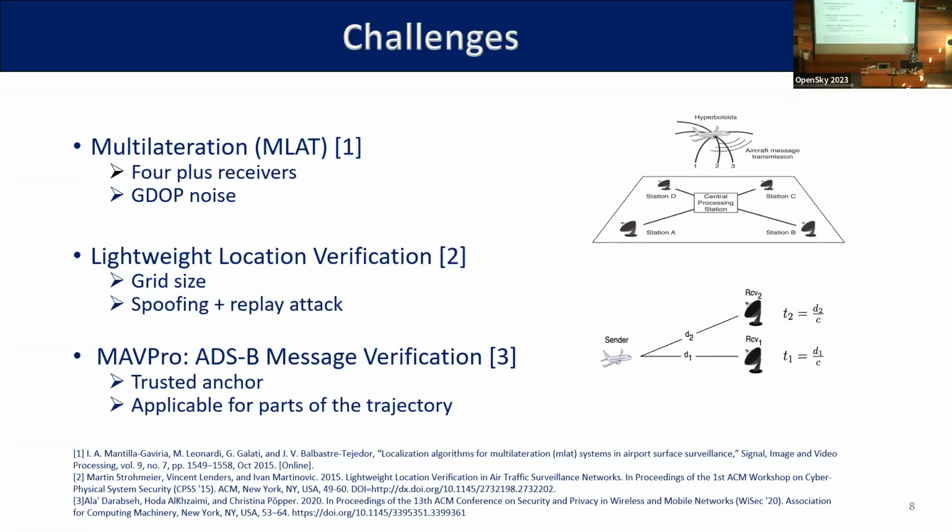But the point is, multilateration requires 4 receivers to receive the message, which is not applicable for all the messages broadcast from the aircraft. Based on our knowledge, only 30% of the packets are received by 4 sensors. Lightweight location verification comes to handle this issue and verify messages received by 2 sensors and so on. But the problem is the grid size. MapPro verifies the trustworthiness of messages received by 1 sensor, but as I said, we cannot use it for the whole trajectory. Only part of the trajectory, because it's based on trusted anchors at the beginning.